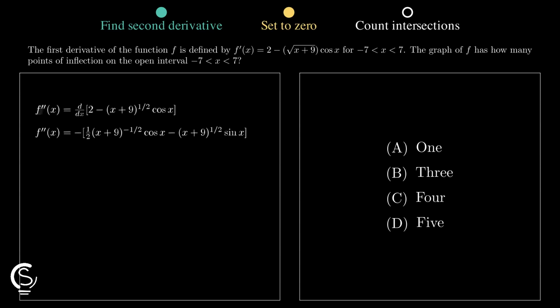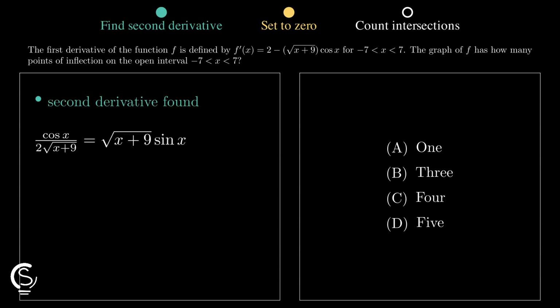Set the second derivative to 0. This simplifies to the equation where tangent of x equals 1 over 2 times the quantity x plus 9. These are our inflection candidates.